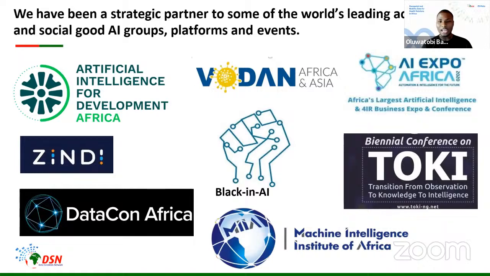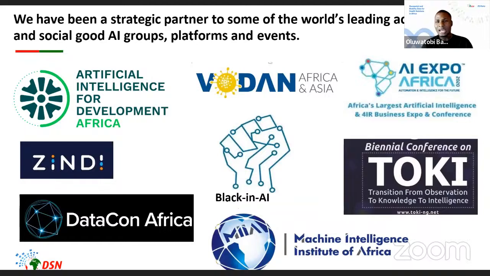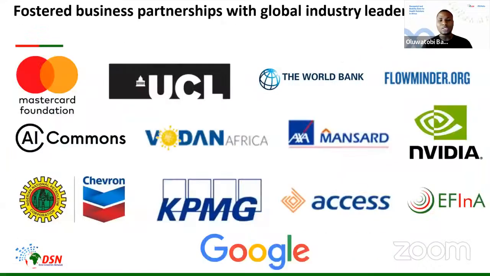We've been strategic partners as well to some of the world's leading academic and social good AI groups. Now, these are people that say, you know what, when it comes to AI, we want to make it accessible. We want to make it in such a way that anybody understands the benefits that they can generate from using AI, from using data science. And we've come together because the real goal is social impact. We need our reality to change. We want people to implement data science in their day-to-day activity. So we partner with these people to develop solutions, develop initiatives that would actually give us the desired result that we want.